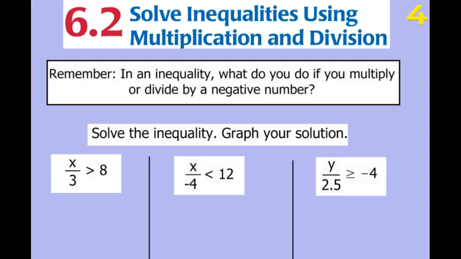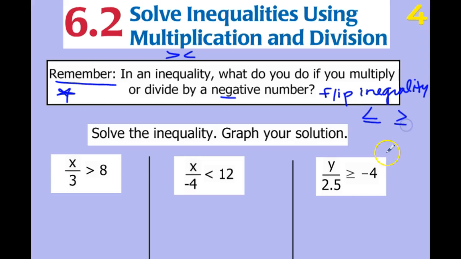The second half of our lesson is now on multiplication and division. Still one-step equations, but we have our new rule that we need to follow. This is a rule that you just have to follow. If you don't understand why, come ask me, and I can explain why. In an inequality, when we have less than or greater than, what do you do if you multiply or divide by a negative number? You have to flip the inequality. Meaning if you have less than or equal to, you have to flip it and make it greater than or equal to.